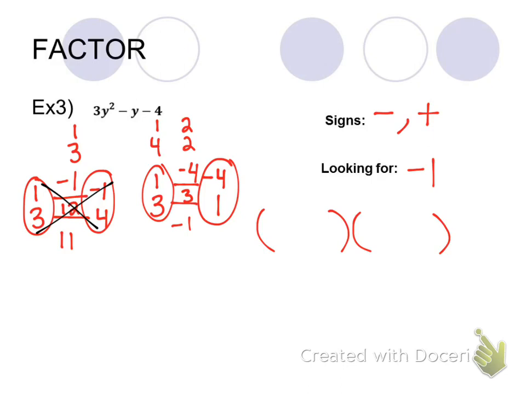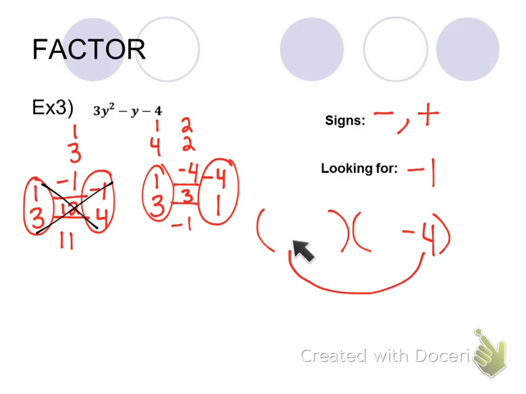So I can set up my parentheses. If you like the smiley face, you can set that up. Connie, what should I put in the front of my first set of parentheses and the back of my second set? Negative 4 goes where? The front here or the back over here? The back. The negative 4 came from the second bubble, so it's got to go in the back.